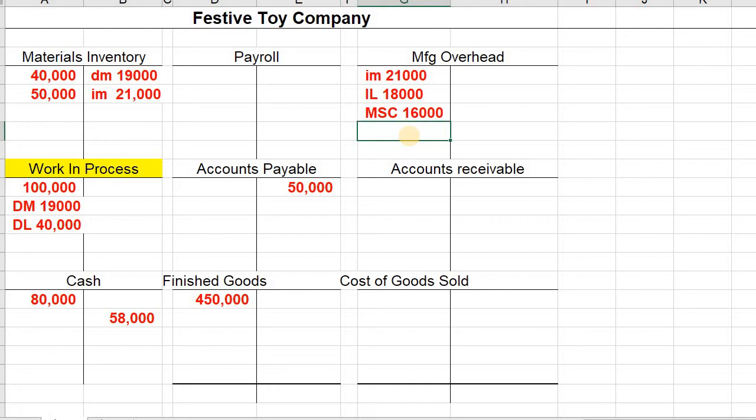Well, what's the next thing to do? We're going to apply our overhead to the jobs at 150% of direct labor cost. So here's our direct labor, $40,000. We're going to apply factory overhead of 150% of that. 150% of 40 is $60,000. And we're going to take it out of our overhead account. It's just applied $60,000.